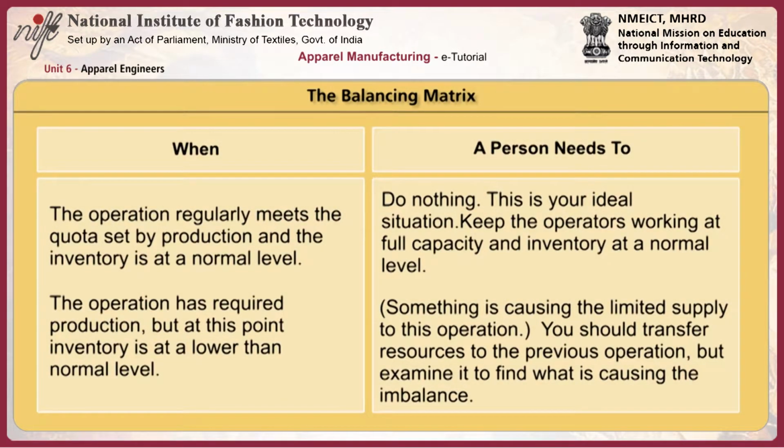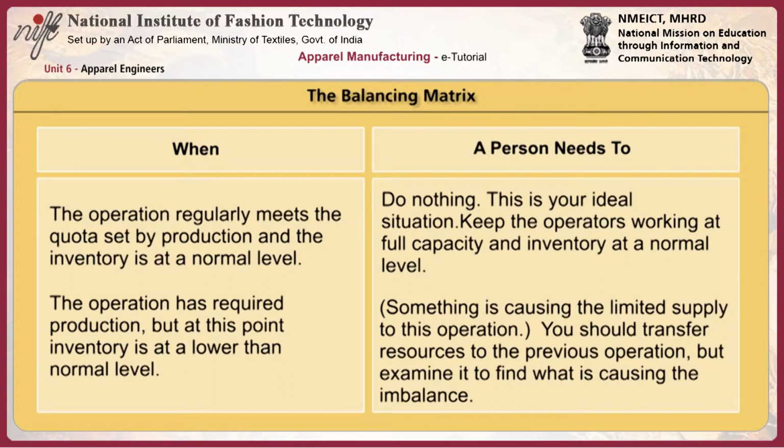This table explains what needs to be done for a particular situation. When the operation regularly meets the quotas set by production and the inventory is at a normal level, do nothing. This is just the ideal situation. Keep the operators working at full capacity and inventory at a normal level.